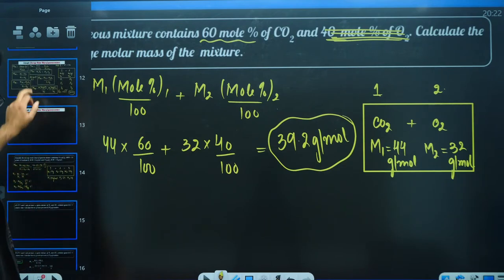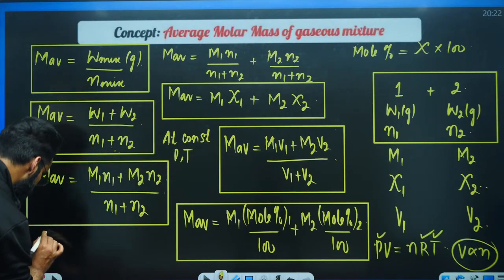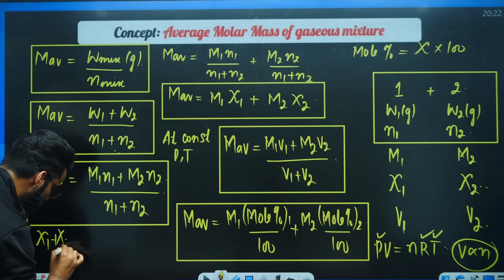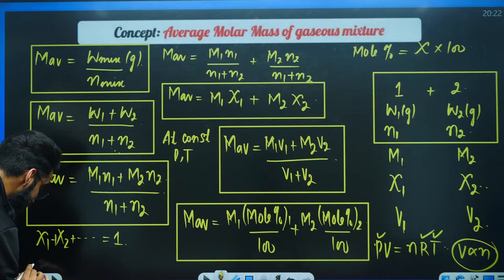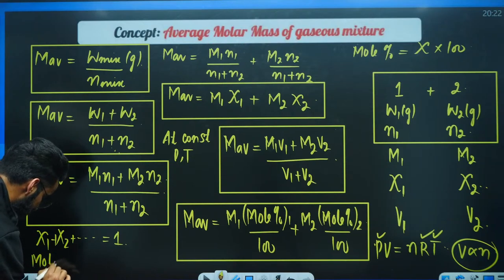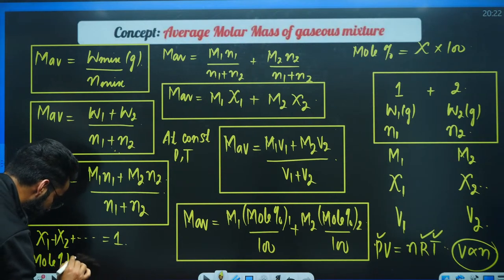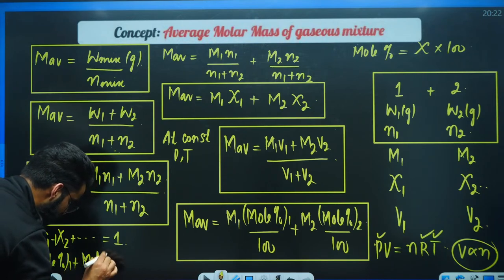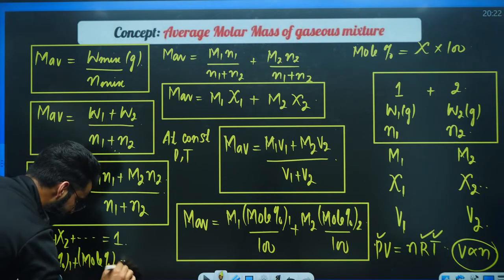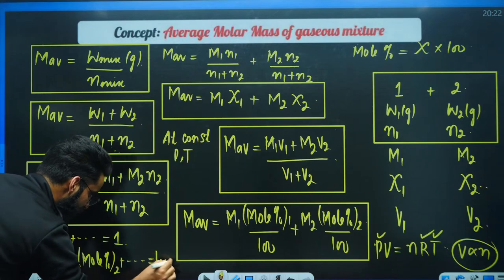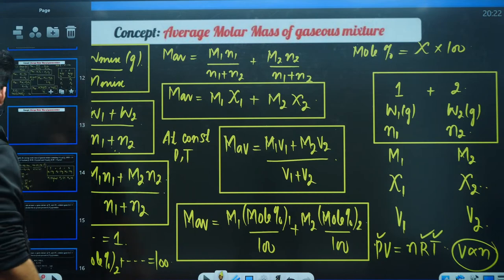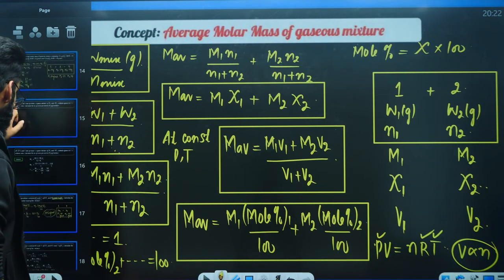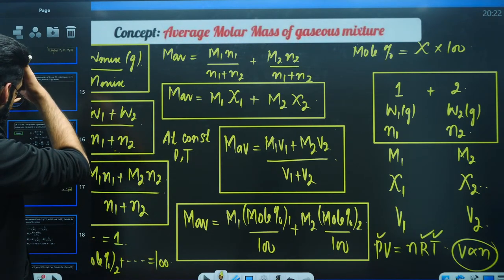Let me mention it over here. Chi 1 plus chi 2 plus so on is always equal to 1. And the sum of mole percentages: mole percentage of 1 plus mole percentage of 2 plus mole percentage of 3 and so on is always equal to 100. Do take a note of this as well. Let's move on to one more question.